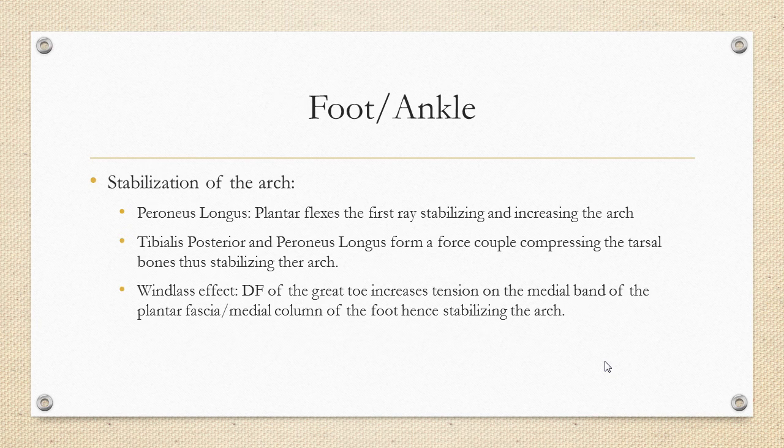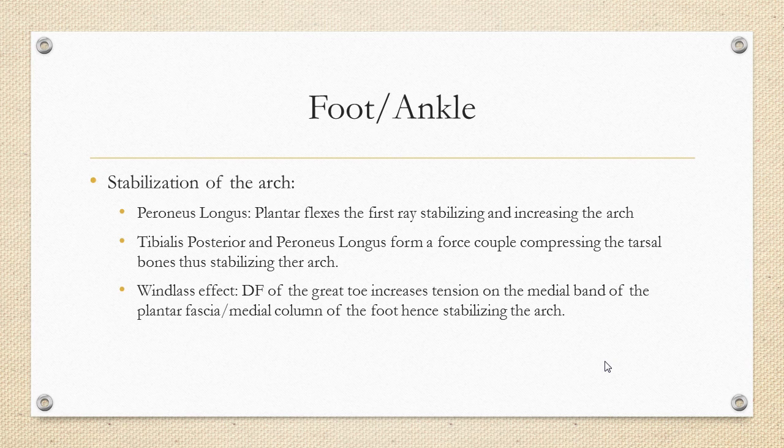With regards to the foot and ankle and stabilization of the arch, we talked briefly about the peroneus longus. It plantar flexes the first ray and it increases the medial arch. Tibialis posterior and longus form a force couple that compress the tarsal bones and stabilize the arch. And the windlass effect: the dorsiflexion of the great toe increases tension of the medial band of the plantar fascia and medial column of the foot, hence stabilizing the arch.